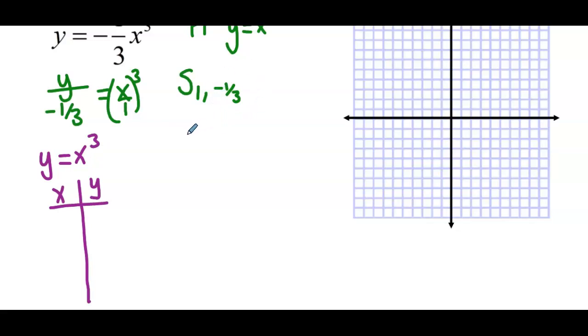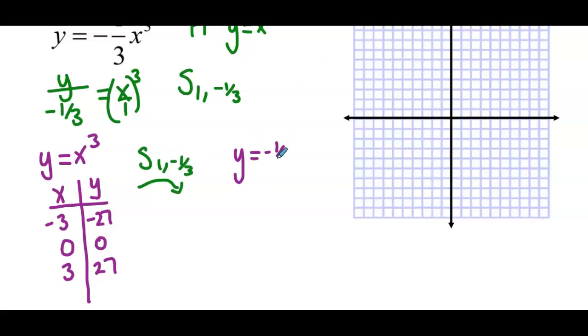Well, 3 cubed would be 27. -3 cubed would be -27. That would work nicely. So we're actually going to have a smaller table of values here. We're just going to go -3, 0, 3. So -3 cubed is -27, 0, 0, 3, 27. So as I said earlier, a little thinking will save us a lot of work. So our scale factor is 1, -1/3. And we're trying to graph y equals -1/3 x cubed.